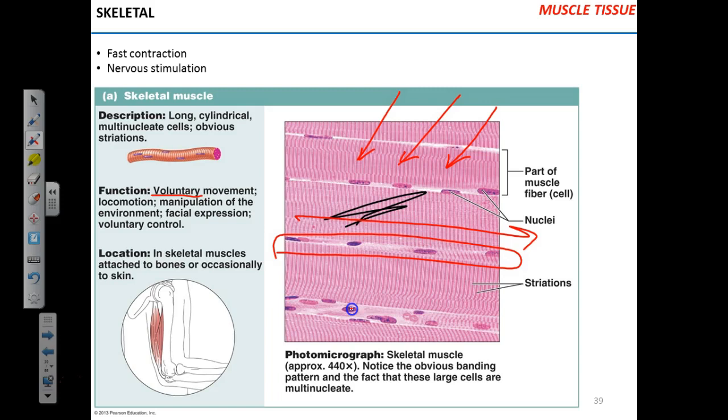Does that make sense? Skeletal muscles contract fast. If you think about your movements, it's really fast contraction. I'm not going to tell you where skeletal muscle is located. It's located in skeletal muscle. Clear?